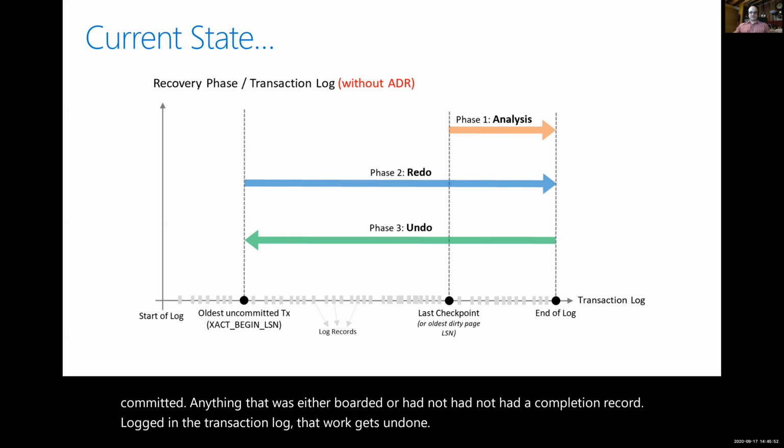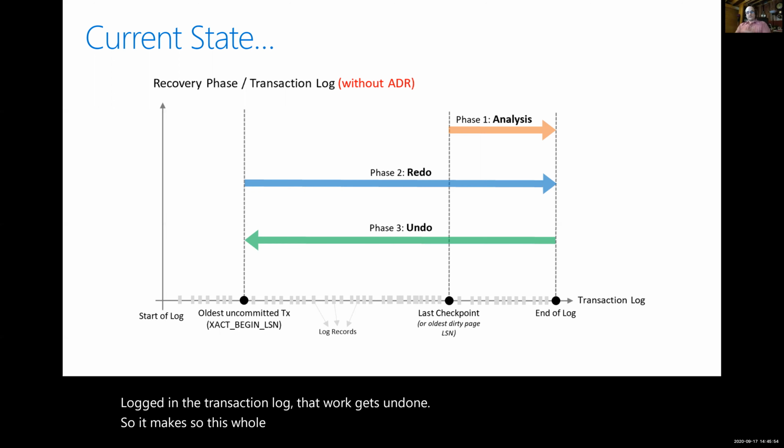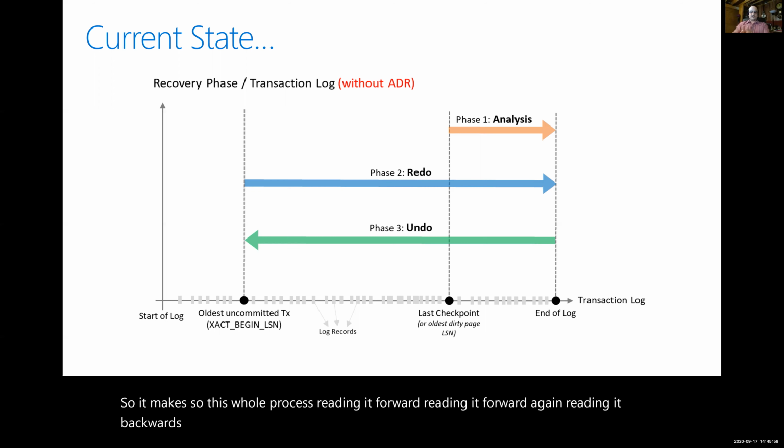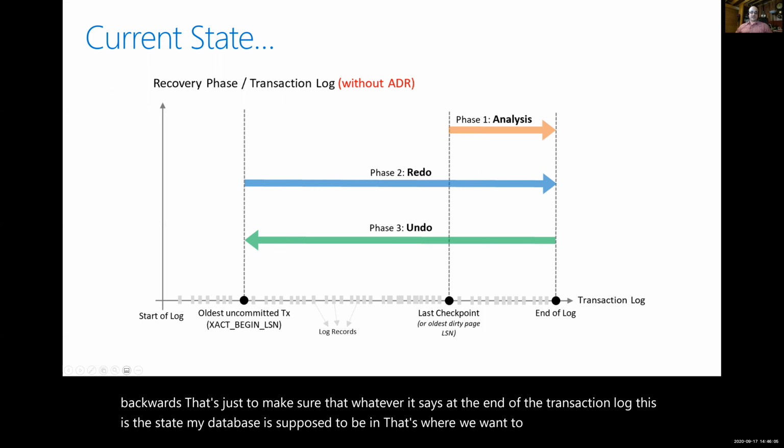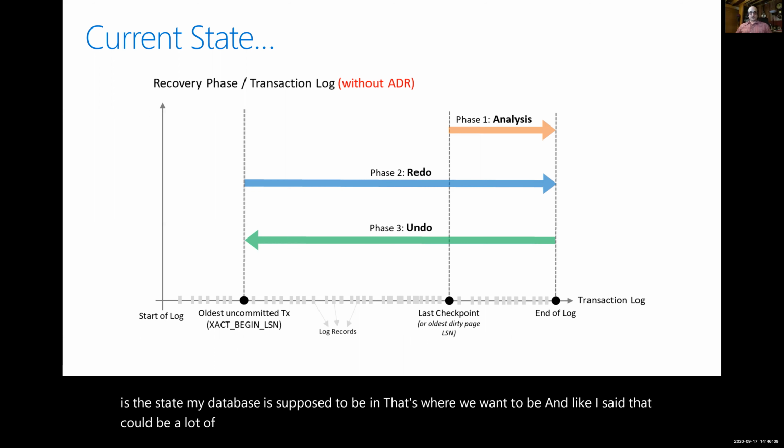So this whole process, reading forward and then reading backwards, is just to make sure that whatever it says at the end of the transaction log, this is the state my database is supposed to be in, is where we end up. And like I said, that could be a lot of work, depending on how much transaction volume you were having in your database at the time that SQL Server or your database stopped.